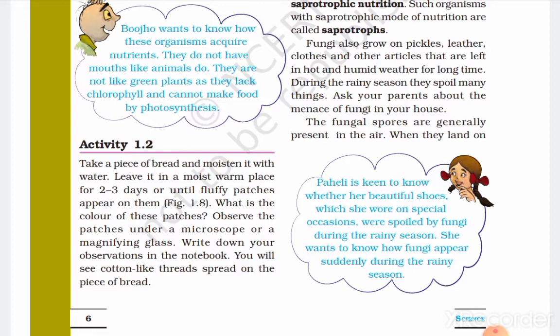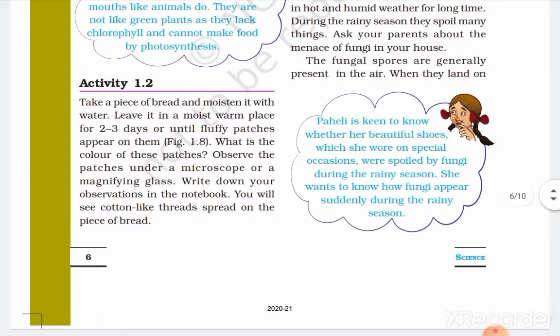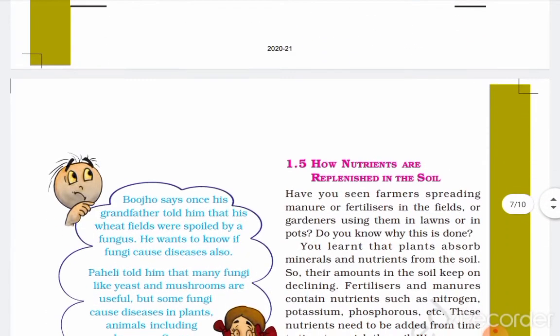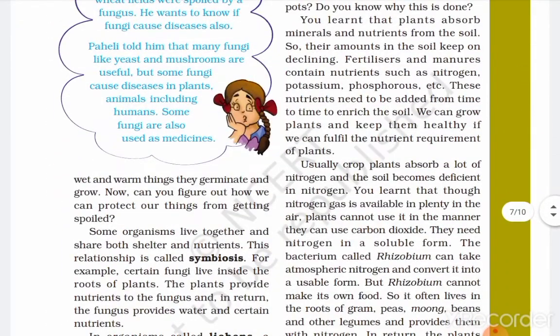The fungal spores are generally present in the air. When they land on wet and warm things, they germinate and grow. Now, can you figure out how we can protect our things from getting spoiled?